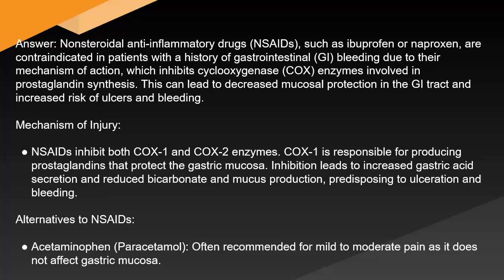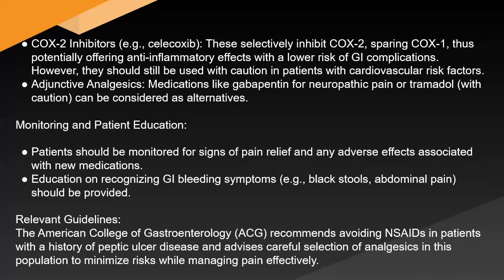Alternatives to NSAIDs: acetaminophen (paracetamol) is often recommended for mild to moderate pain as it does not affect the gastric mucosa. COX-2 inhibitors, e.g. celecoxib, selectively inhibit COX-2, sparing COX-1, thus potentially offering anti-inflammatory effects with a lower risk of GI complications. However, they should still be used with caution in patients with cardiovascular risk factors. Adjunctive analgesics, medications like gabapentin for neuropathic pain or tramadol with caution, can be considered as alternatives.